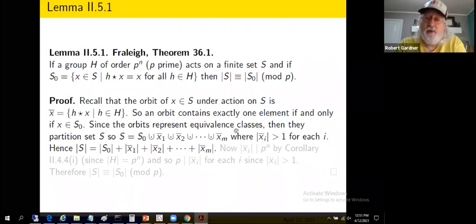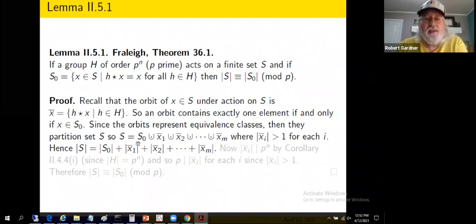The orbits represent equivalence classes, so they partition set S. Equivalence classes on a set partition the set S. So set S can be written as S sub 0, these elements of X, those with an orbit of length 1, union X1 bar, union X2 bar, and so forth up through X sub m bar, where we're taking these X1 through X sub m to be equivalence classes, X1 bar through Xm bar. We're taking these to be the disjoint equivalence classes of cardinality greater than 1.